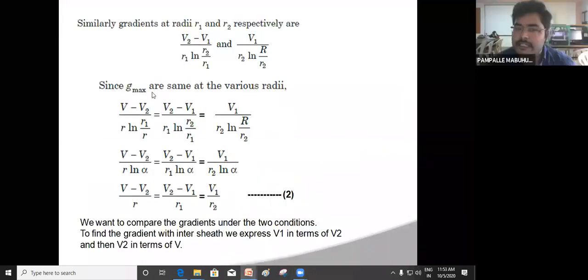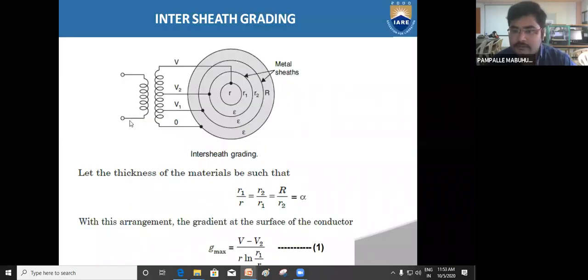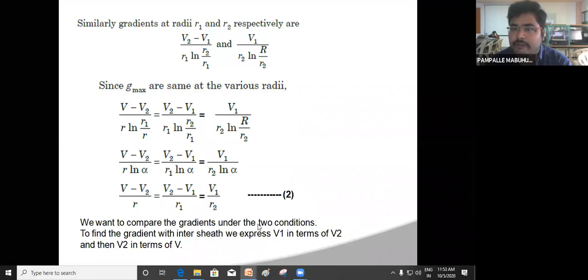Since the G max value is the same at all the radii, you have to equate the right hand side of all the equations we developed in the previous case. Which is V minus V2 by small r into ln R1 by R, is equal to V2 minus V1 by R1 ln R2 by R1, which is equal to, when you consider the third layer, V1 minus 0. So V1 by R2 ln capital R by R2 you will get.